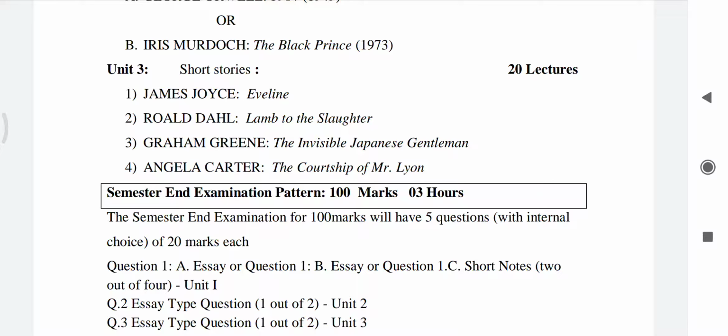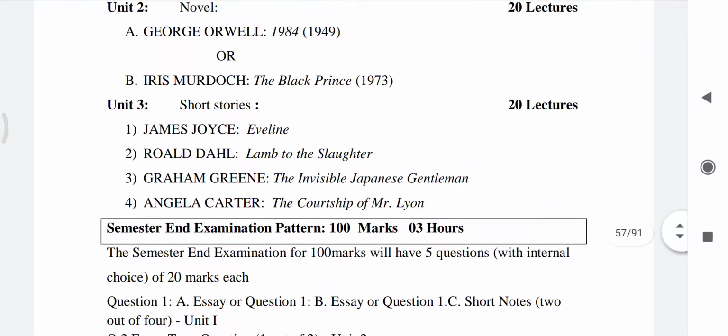So like this, we have the syllabus that is prescribed. You can take a screenshot while the video is being played, or you can just pause and write it down. In our next lecture, we are going to study some of the points that are very relevant to the syllabus, and we will go one by one.